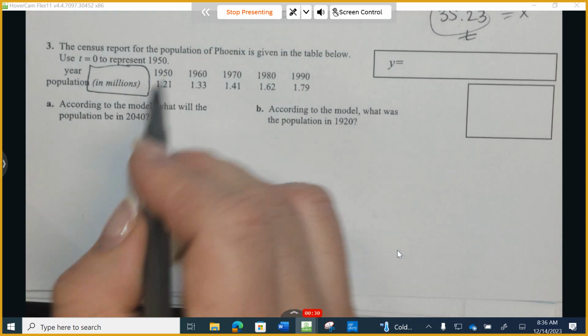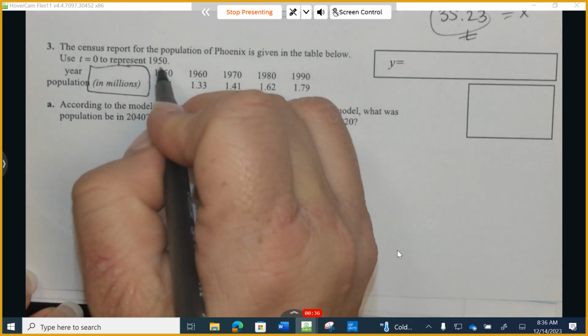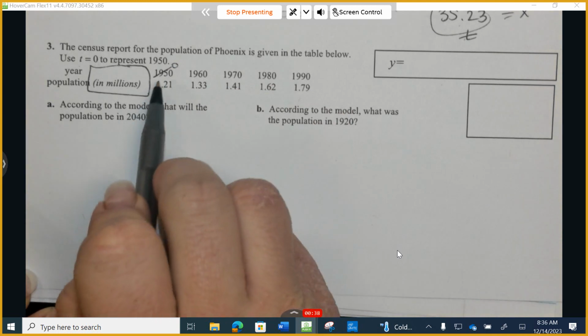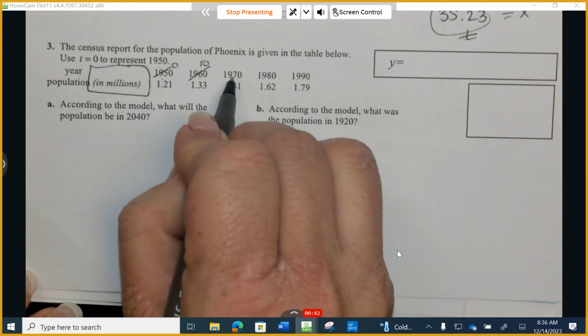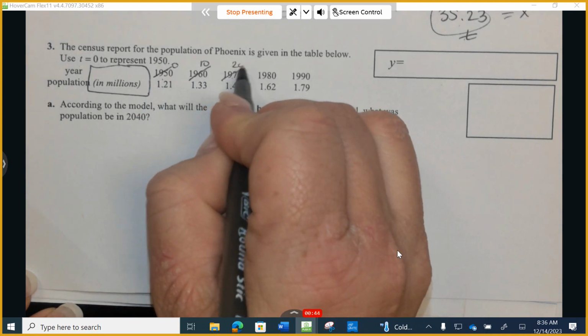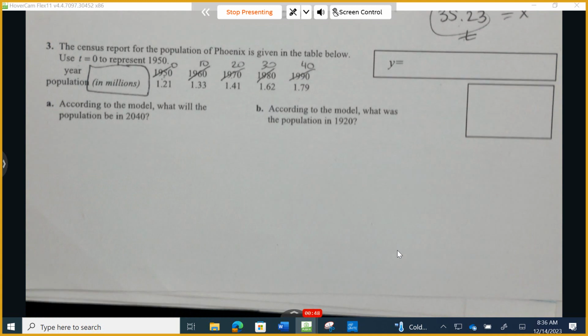So I'm going to come back here. It says T of 0 is 1950, so I'm going to change this right away. So T of 0, this becomes a 0. The difference between 1950 and 1960 is 10. The difference between 1950 and 1970 is 20, 30, and 40.